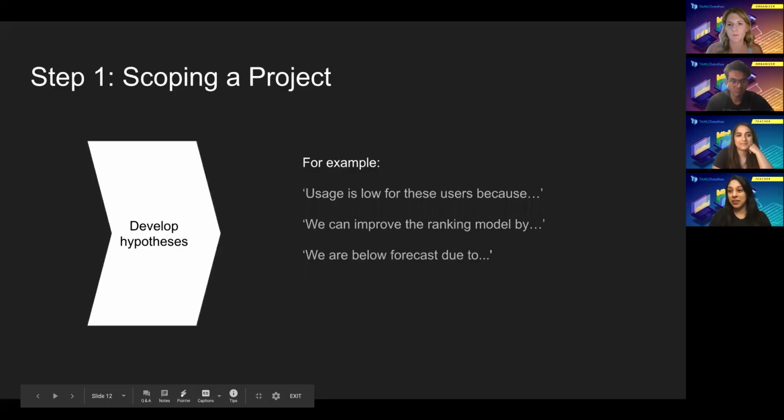So we believe that the most important part of a project actually is scoping the project itself. So taking a little bit of a step back, you have to ask yourself, what are you really trying to look into? Why are you doing this project in the first place? So we like to start with developing a hypothesis.